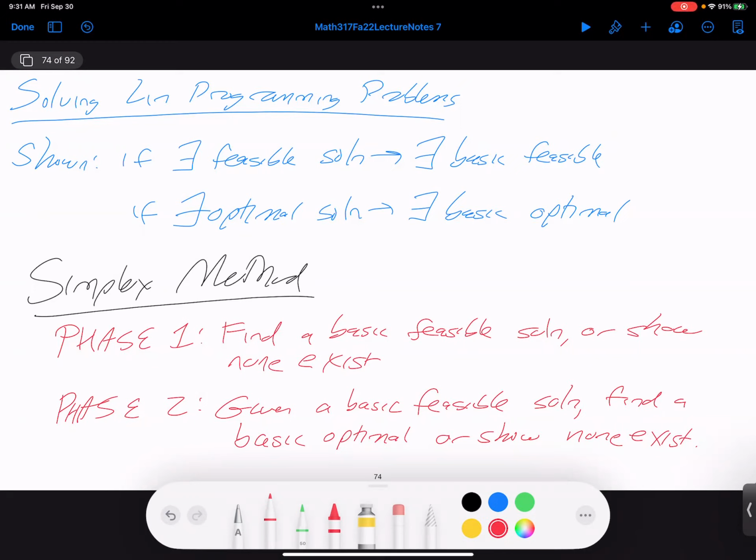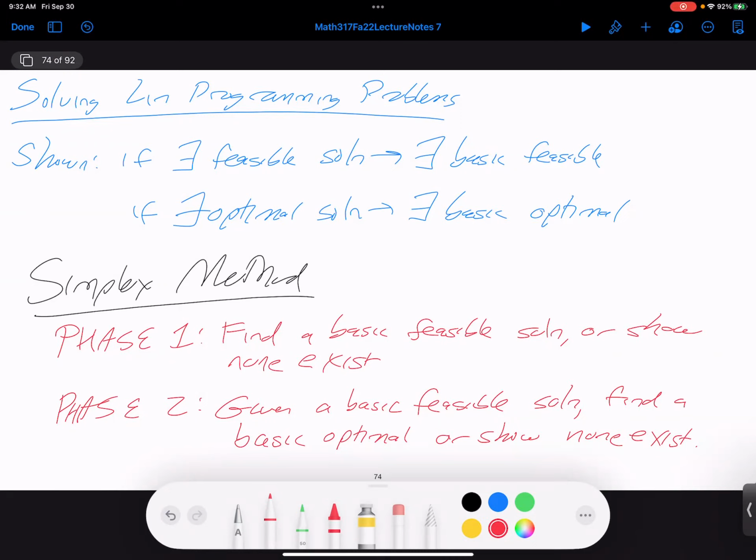Yeah, phase 2 requires a basic feasible solution. What would I use to get that basic feasible solution? Show that a feasible solution exists. Right, so what would I use to get the input for phase 2? I would use a basic feasible solution. Right, and where am I getting that from? I don't know. Phase 1. Okay.